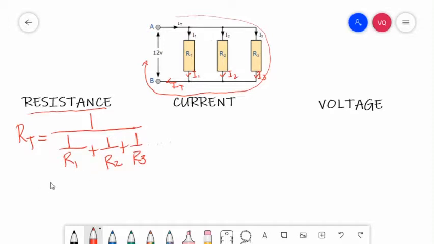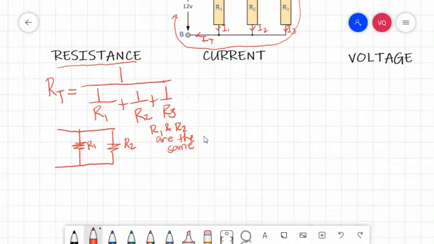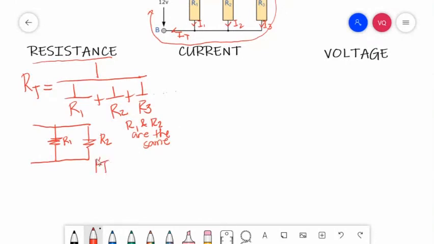If there are two resistors that are the same resistance connected in parallel, let's say R1 and R2 are the same, the total resistance of those same resistances is just R divided by 2. Either R1 or R2, because they are the same. R1 is equal to R2, so total resistance is R2 all over 2.